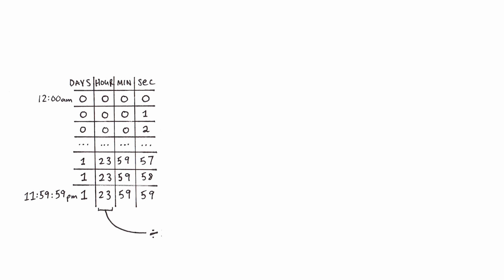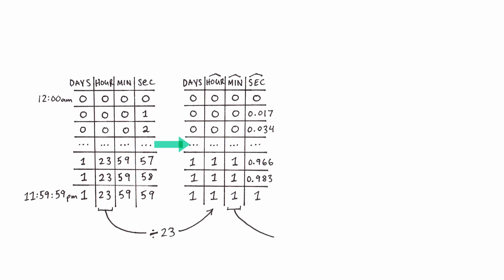This is what the table looks like, starting at 12 a.m. and going all the way to 11:59 and 59 seconds over 2 days. You can think about adjusting these numbers. First of all, we can normalize each of these columns. We're just going to divide by the max in each column.